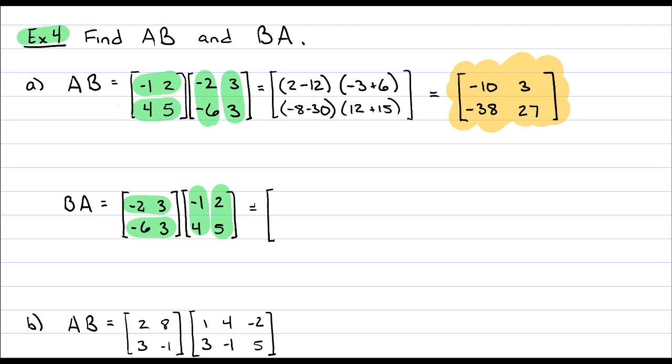Okay, so going across the first row, I'm going to use minus 2, 3 all the way across. But then I still need to use the first column and then the second column of this second matrix. To calculate the first entry, I use minus 2 times minus 1 plus 3 times 4. Okay, so now I'm still using the first row, but I'm now using the second column. And so that's going to give me minus 4 plus 15.